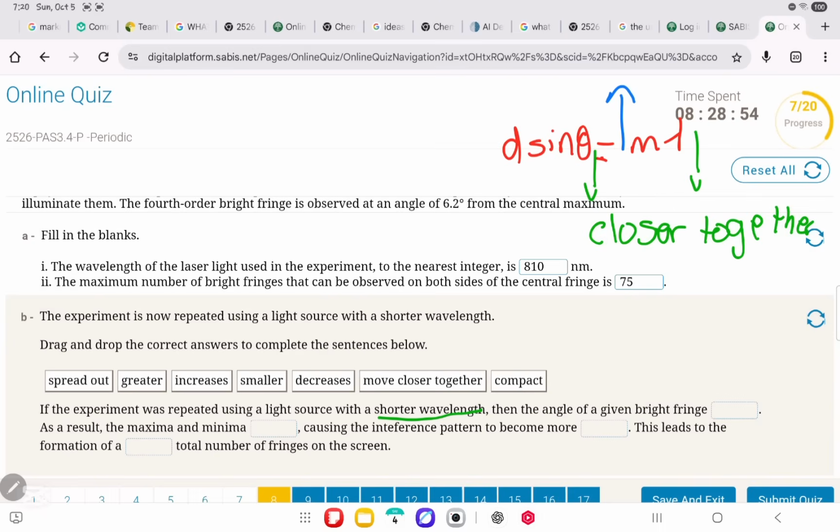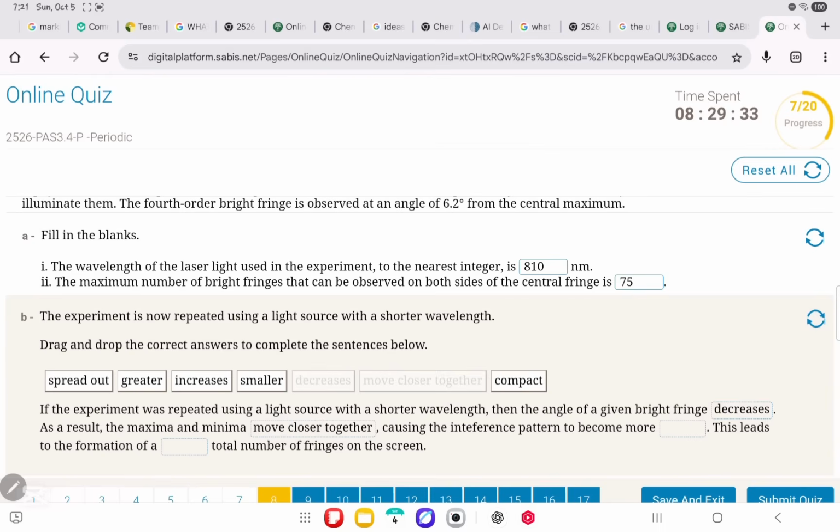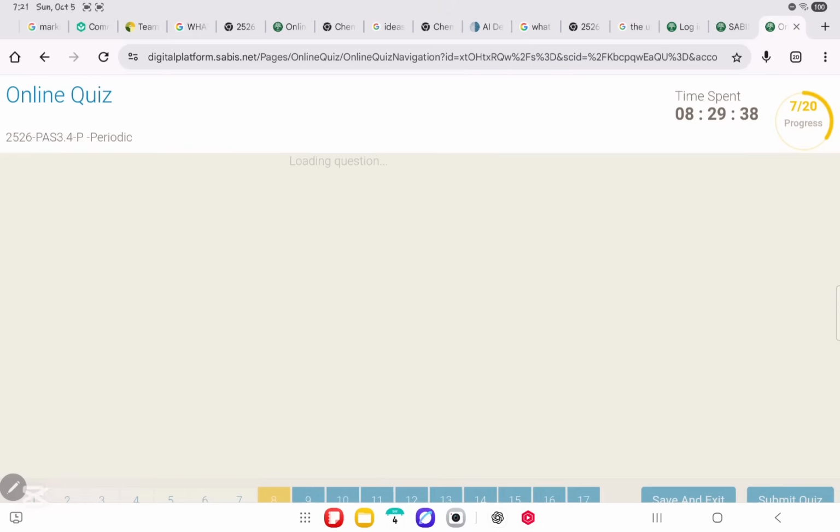Why? Because as lambda decreases, m is going to increase, because lambda and m are inversely proportional to each other. So as lambda decreases, m increases. As m decreases, lambda increases. Okay, so to answer any question like this, just write the equation and see which one is directly proportional to which one. All right, so the angle becomes smaller, or it decreases. The maxima and minima move closer together, and they will become more compact, and this will lead to a greater total number of fringes on the screen.